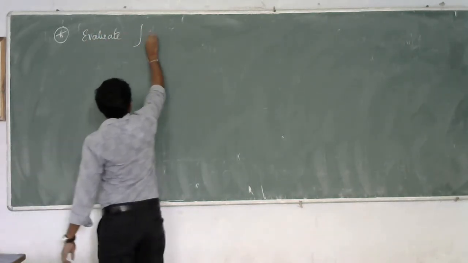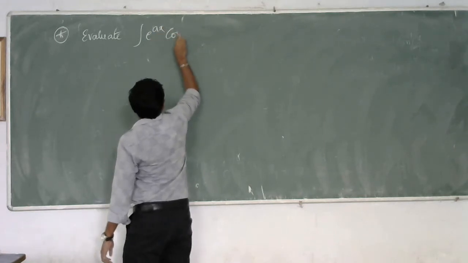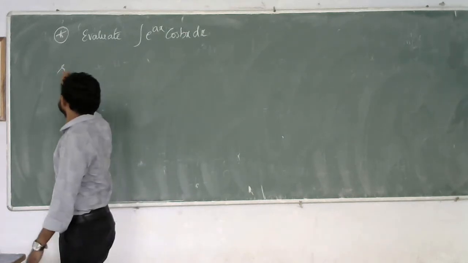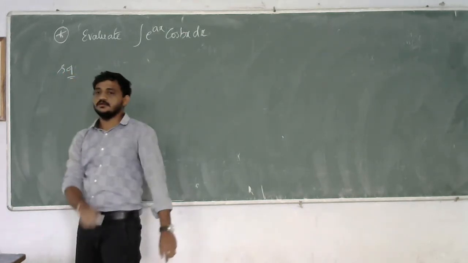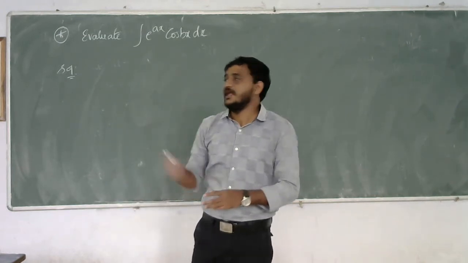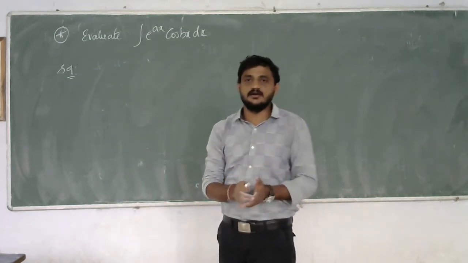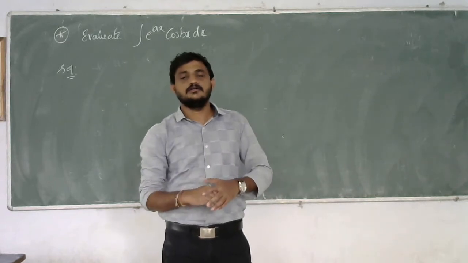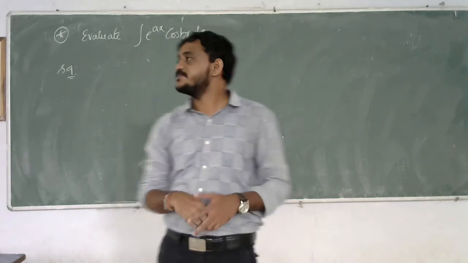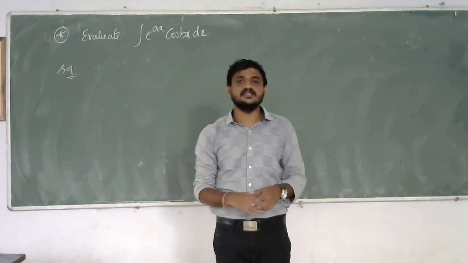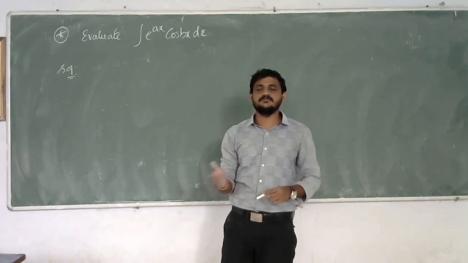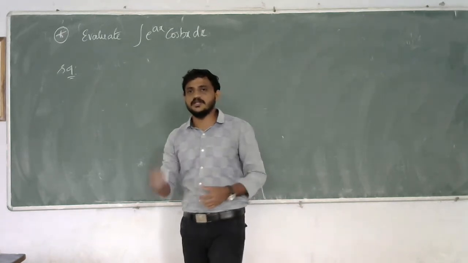Evaluate the integral of e power of ax into cos bx dx. Okay, so listen to this problem carefully because its solution will be used as a formula. Very important formula. See, observe the given question. e power of ax into cos bx dx is there. e power of ax is an exponential function and cos bx is a trigonometric function. So which comes first? Trigonometry. So we have to take cos bx as u.